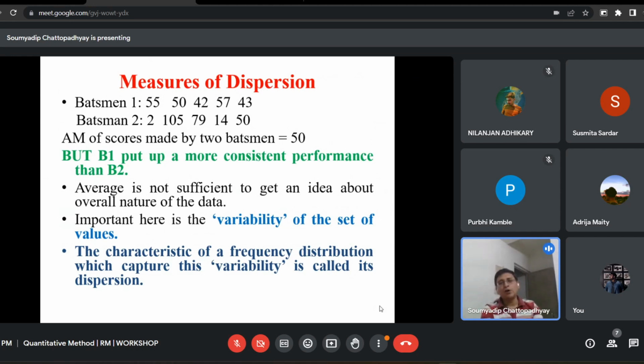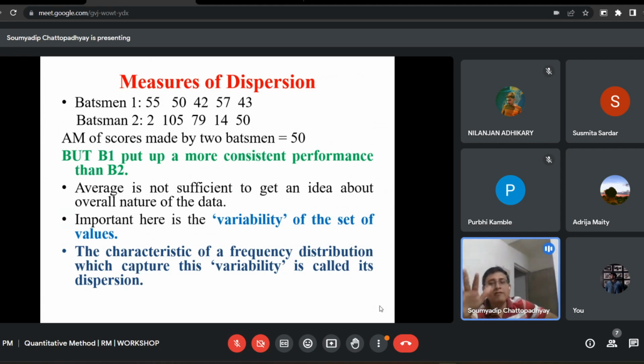In the last 5 innings. Okay, now obviously if you want to calculate the average, it turns out to be 50 for both these batsmen. But you see from this particular series, it is quite obvious that batsman one puts up a more consistent performance than batsman two. So the upshot of this data representation is that average is not sufficient to get an idea about the overall nature of data.